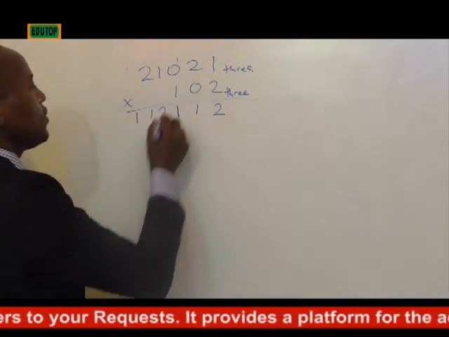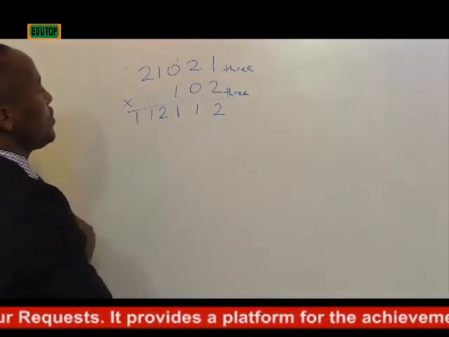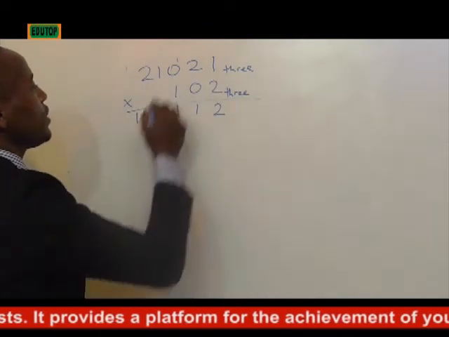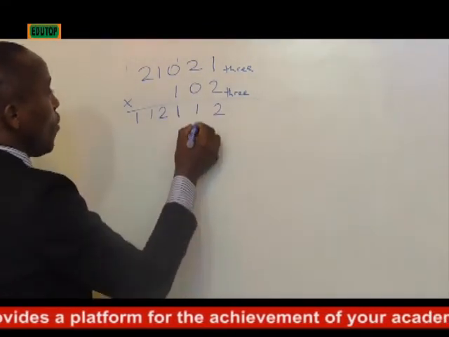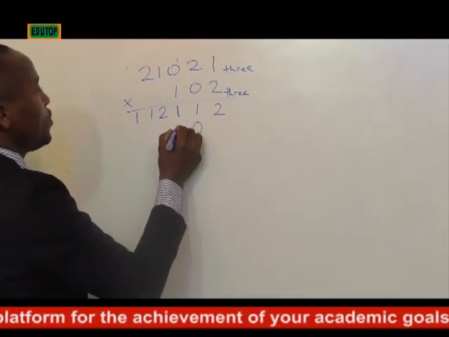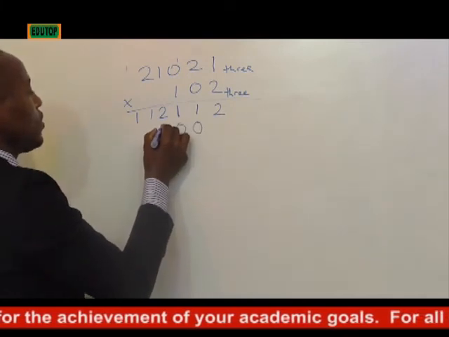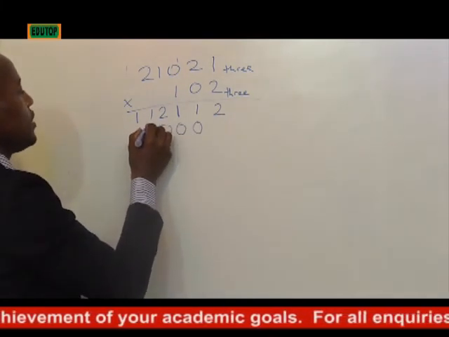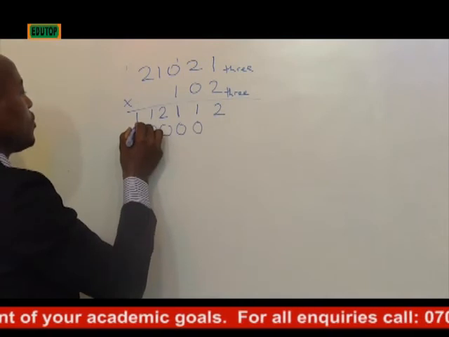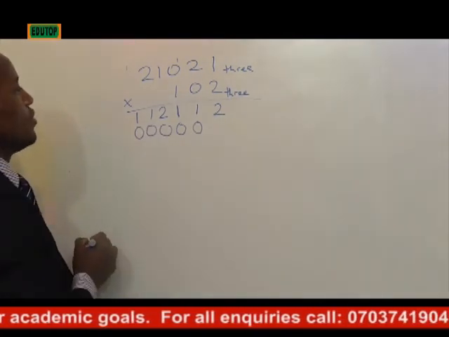Okay, now move to the second digit that we are having here. 0 times 1 is 0, 0 times 2 is 0, 0 times 0 is 0, 0 times 1 is 0, 0 times 2 is 0.